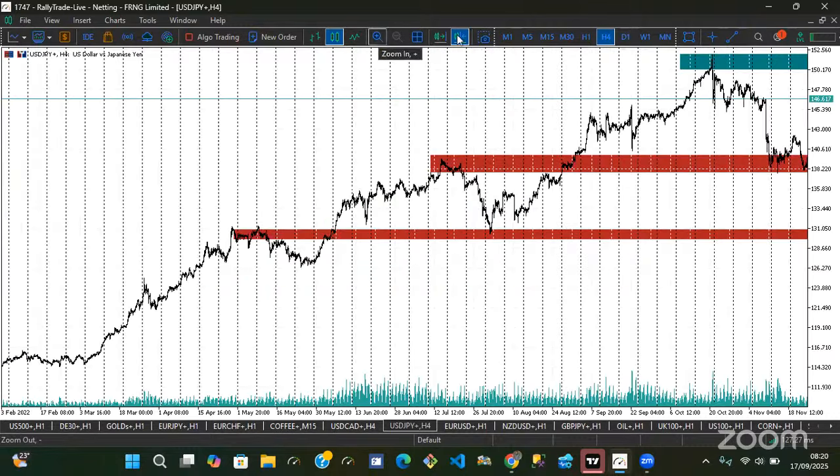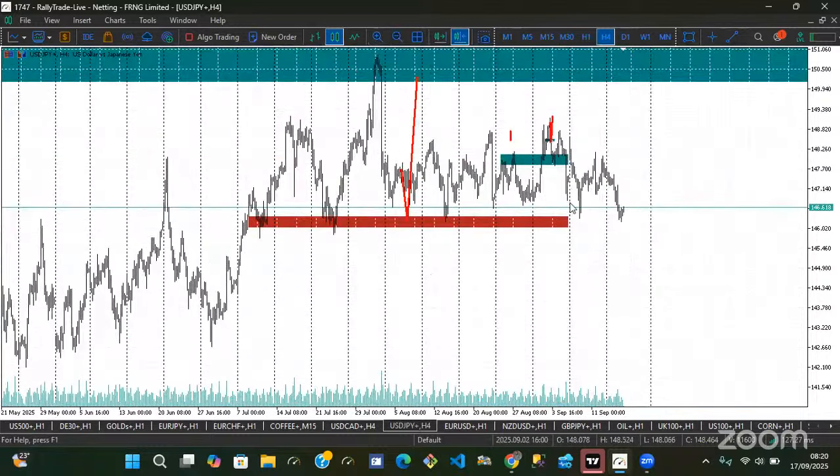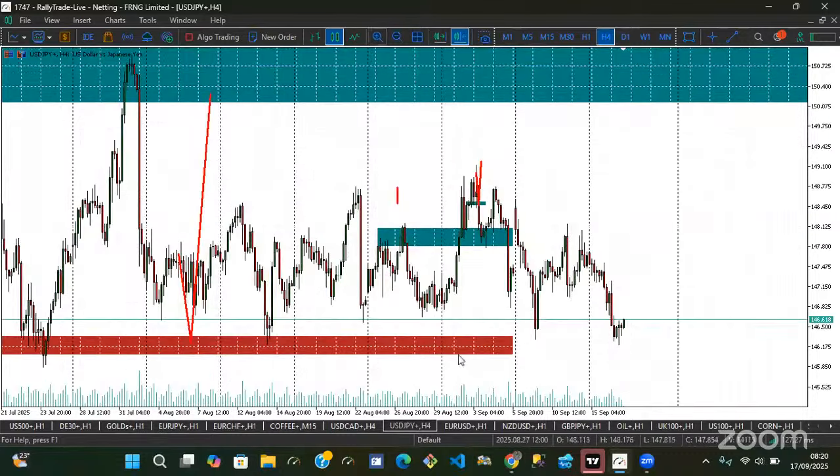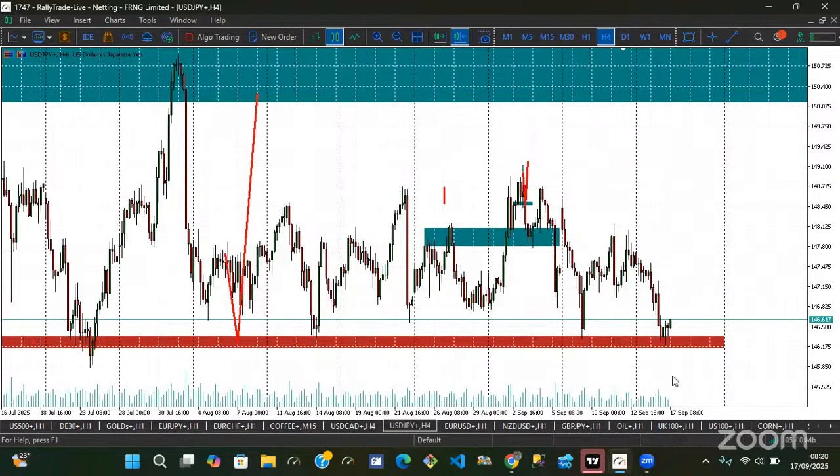I don't know why my chart is slow. So on 4 hours, you notice that price has been respecting this level. It hasn't dropped, it has been respecting this level. And now price recently got to this level again. So what do you think should happen to USD/JPY now? Should it be going up or should it keep going to the downside? Most likely. What do you think? It's an open question which I require your answers.